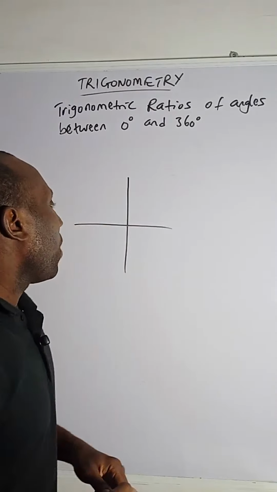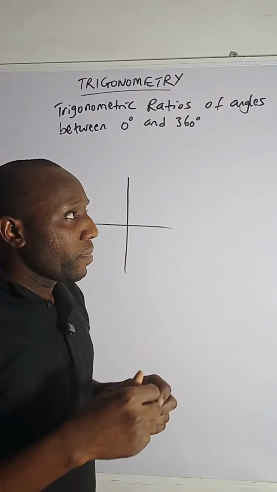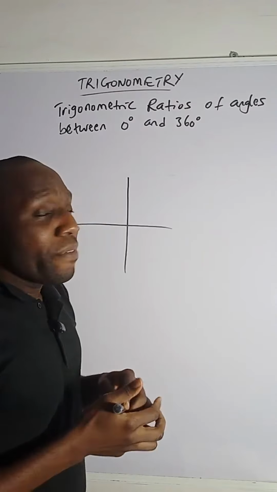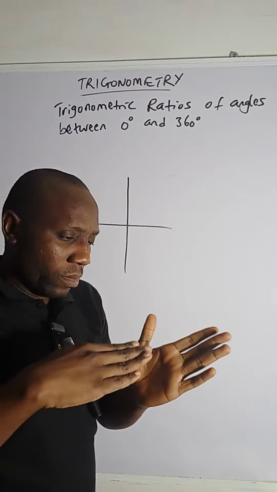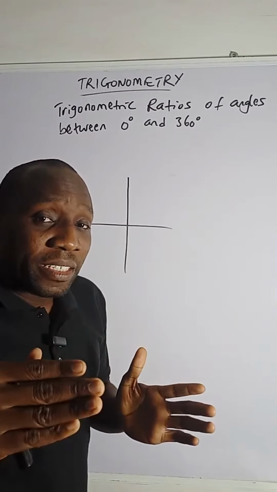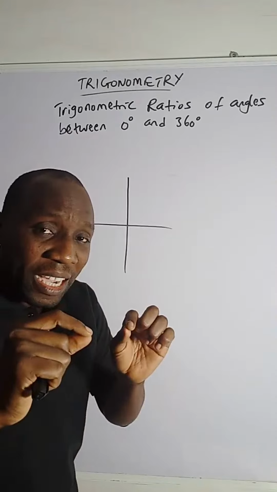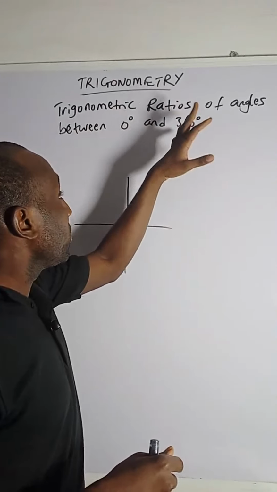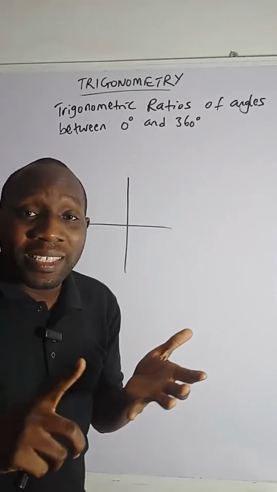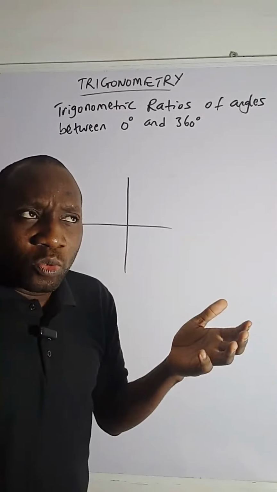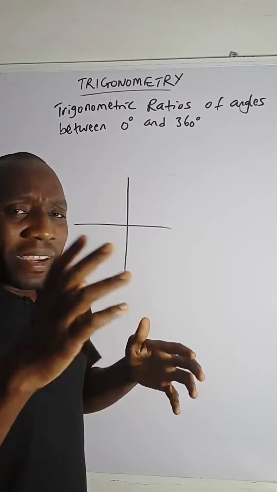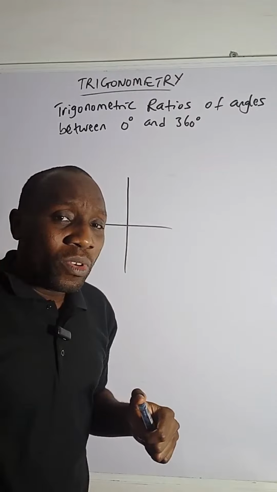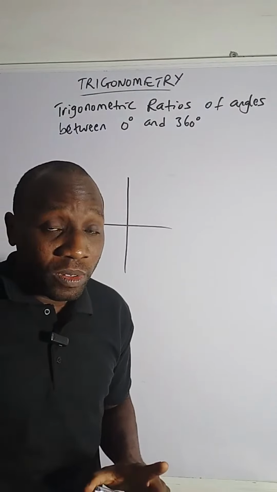So I was just talking about how to get reference angle. Reference angles are angles that are between 0 degrees and 90 degrees. Let me say it again. Reference angles are angles between 0 degrees and 90 degrees. If you want to get the trig ratios of angles, let's say you want to get sine of maybe 290 degrees or whatever it is, you must get the reference angle. The reference angle is an acute angle.